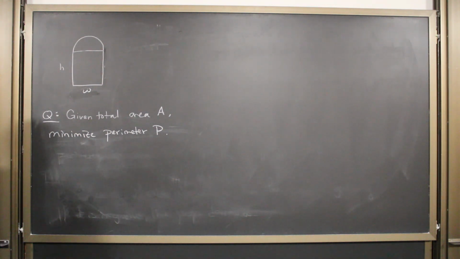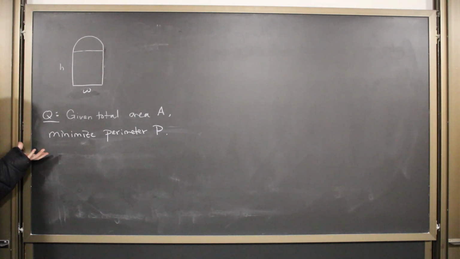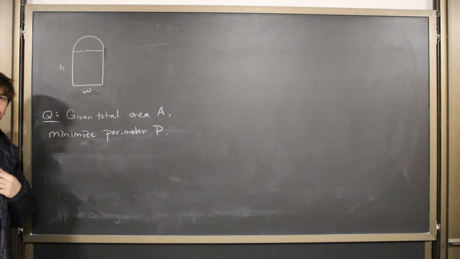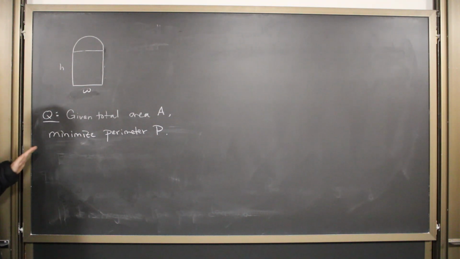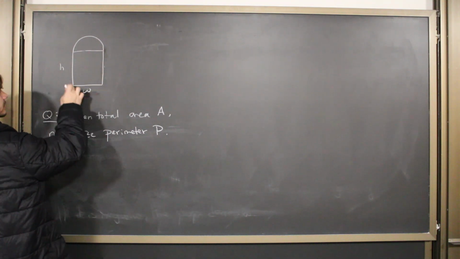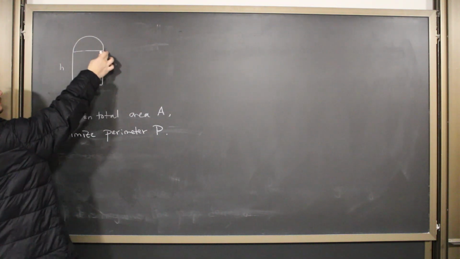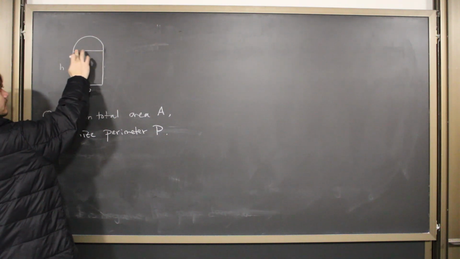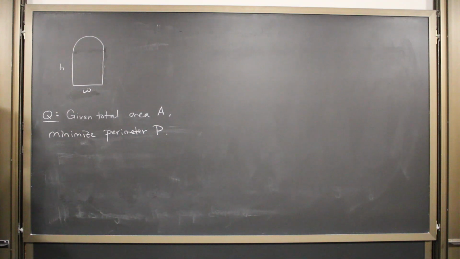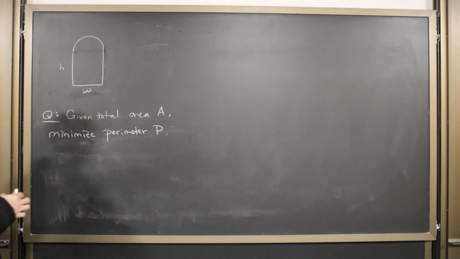All right, so today we're going to be solving this question. I have a configuration of some sort of window, and I'm given the total area A of the window, and I want to minimize the perimeter of the window. So the window configuration is a rectangle adjoined with a half circle, and this line here is not part of the perimeter. Okay, so first let's do some geometry to solve for the perimeter and the area.